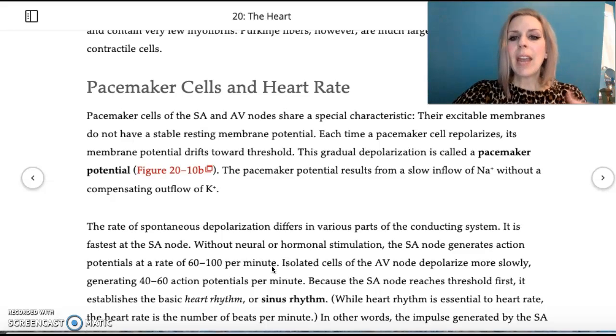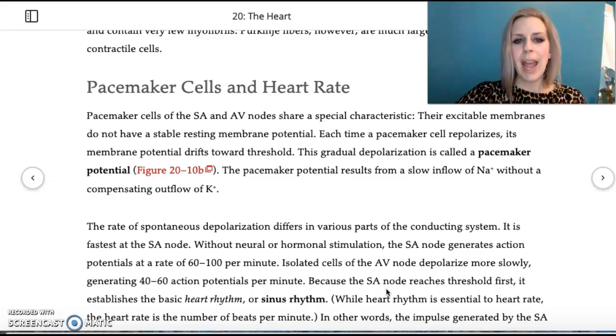Okay? The AV node will not depolarize as quickly. It will be slower, and it will only be about 40 to 60 action potentials per minute. Now, the SA node is quicker to reach the threshold. That's why it can reach more action potentials per minute. And that SA node establishes our sinus rhythm, or our heart rhythm. This is the rhythm that we're going to be looking at when we look at our EKGs and we start to read the EKGs through.